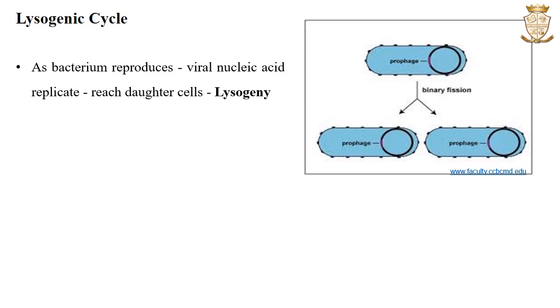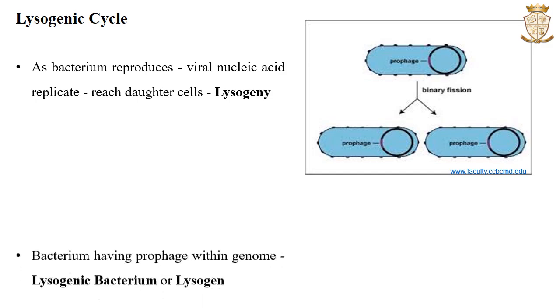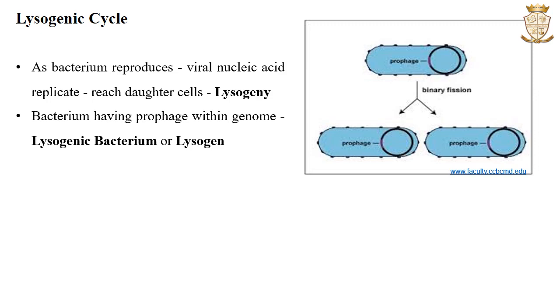In this image, we can see a bacterium having a phage DNA inserted into its chromosome as a prophage. When such a bacterium divides through binary fission, two daughter bacterial cells are formed, and they receive the prophage along with the bacterial chromosome. Here, the viral nucleic acid is replicated along with the bacterial chromosome and is transmitted to the daughter cells. A bacterium that carries a prophage within its genome is known as a lysogenic bacterium or lysogen.